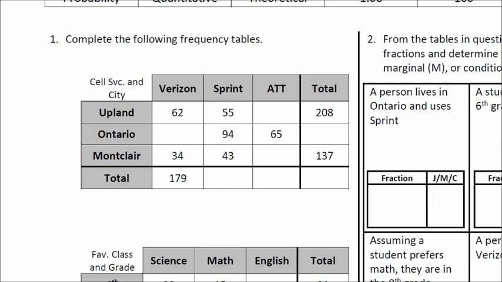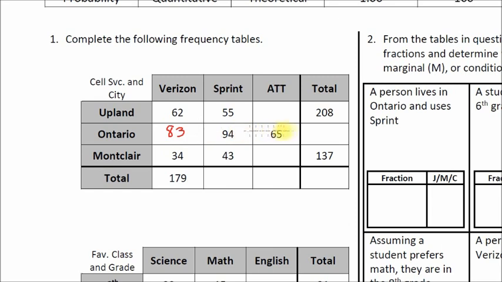All right, so we take a look at our frequency table. The easiest way to fill these out is to find a column or a row where you are missing only one box. In this box right here, we would take 179, and from that number, subtract 62 and 34, and that's going to give us 83.